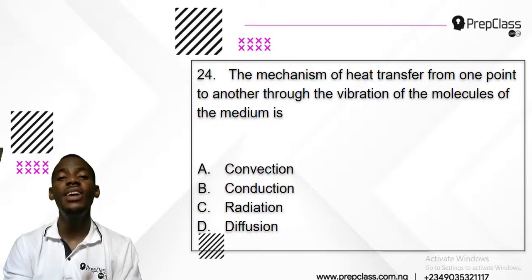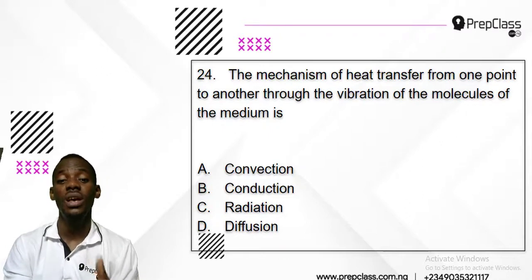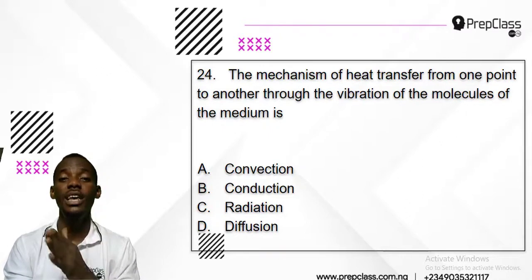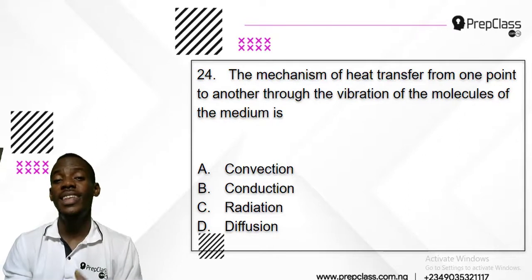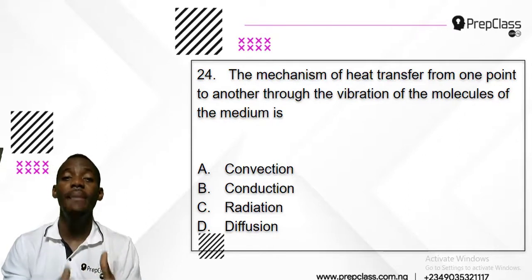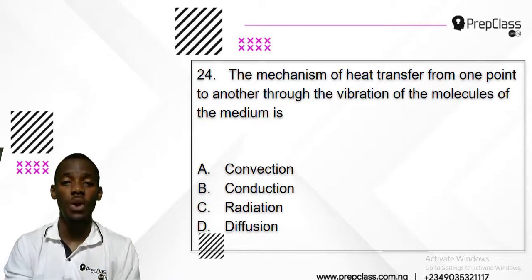But diffusion is not even among the heat transfer methods. So diffusion is just the wrong and useless option among the list. Now, heat transfer by the vibration of molecules, not really movement. They are not really moving, they are just vibrating or shaking. Heat transfer by the vibration of molecules is what? Is it convection, conduction, or radiation?